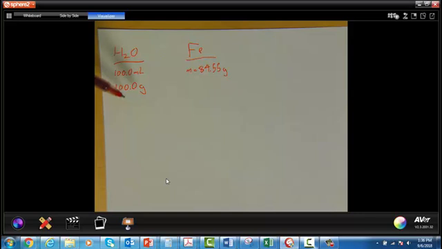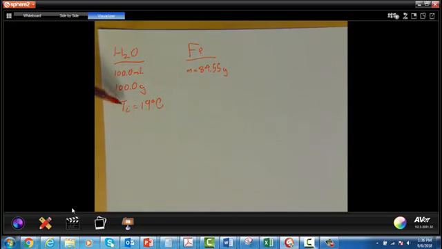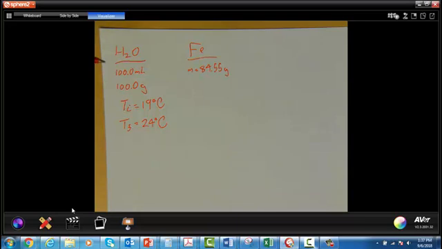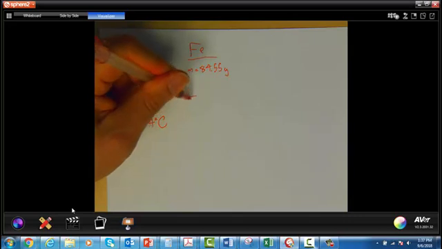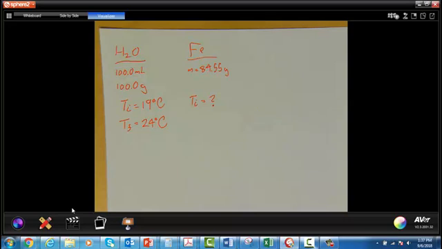So a 100 mL sample of water at an initial temperature of 19 degrees Celsius. Let's go ahead and write that down. So the initial temperature of the water is 19 degrees Celsius. What I'm writing there is T with a subscript of i for initial temperature. And then the final temperature of the water is 24 degrees Celsius. What was the initial temperature of the iron sample? I'm going to write over here Ti is equal to question mark. That's what we're trying to find.